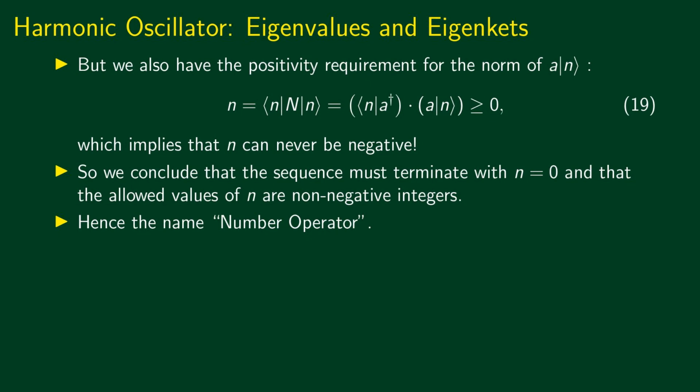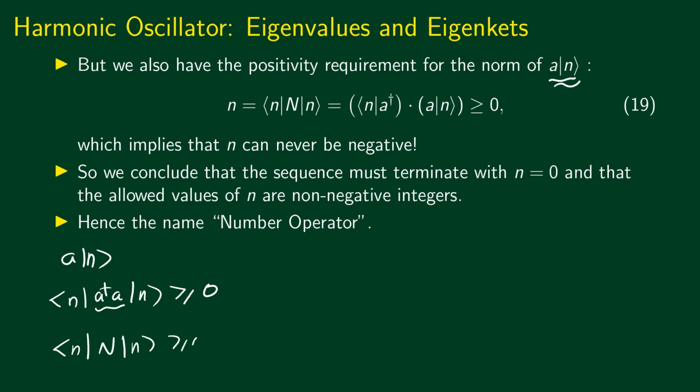This can be seen by considering the norm of the state a acting on ket n. Let's find the inner product of this state with itself. The inner product of this state with itself would be bra n, a dagger a, ket n. Now we know that the inner product of a vector, a ket, with itself has to be greater than or equal to 0. This was the postulate of a positive definite metric. The inner product of a vector with itself has to be greater than or equal to 0. But what we have here is the number operator. So we can write this as bra n, operator n, ket n is greater than or equal to 0.